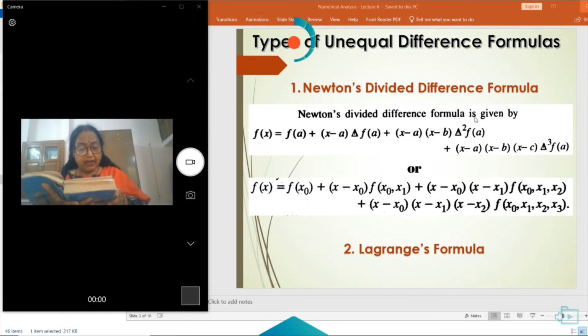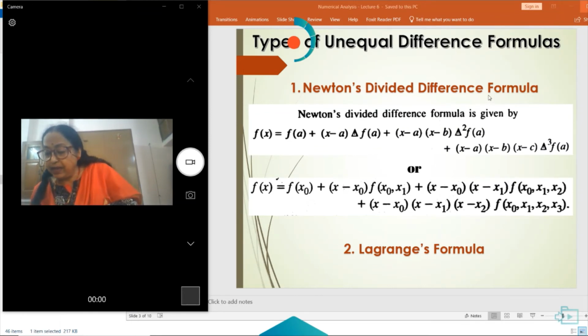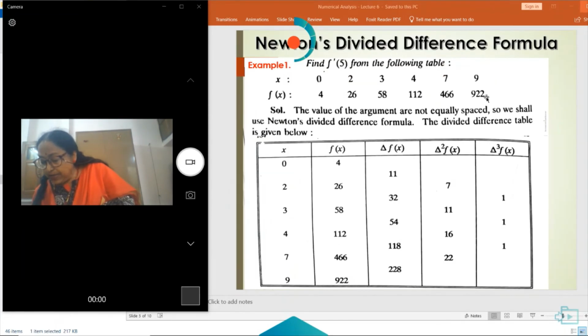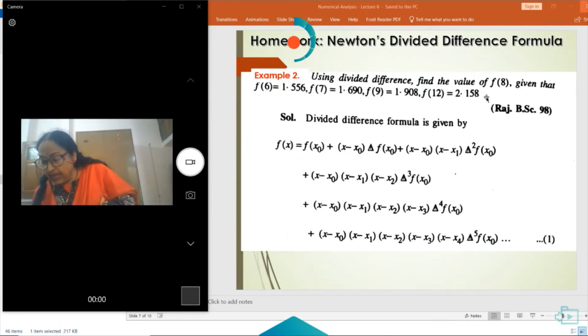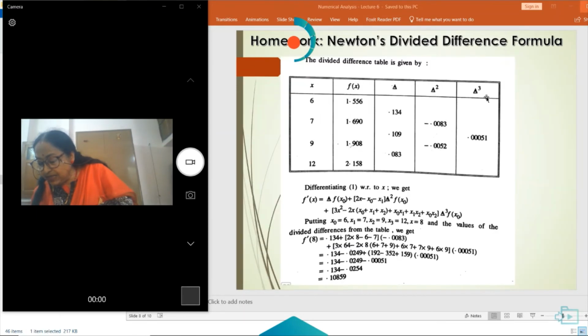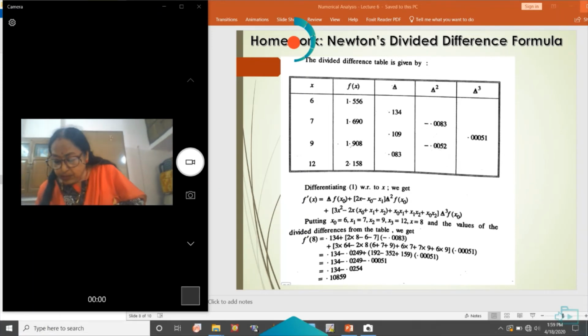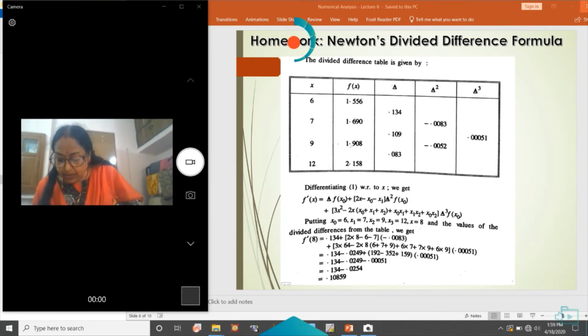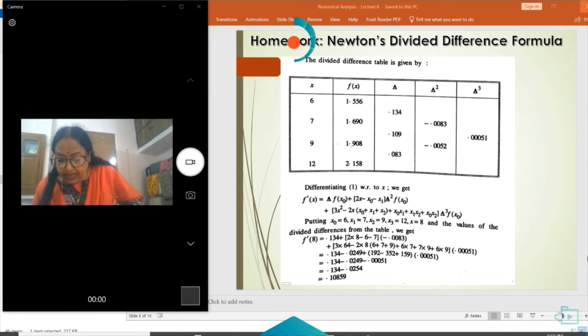1 by 3. Sorry, another sum: suppose the x's are 6, 7, 9 and 12, and the f(x)'s are given, so find the divided difference. The first value 6 is taken as a, the second value 7 as b, the third value c and d. So f(a) is equal to 1.556, f(b) is 1.690, f(c) is 1.908 and so on.